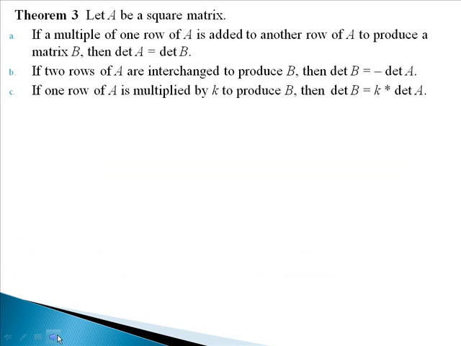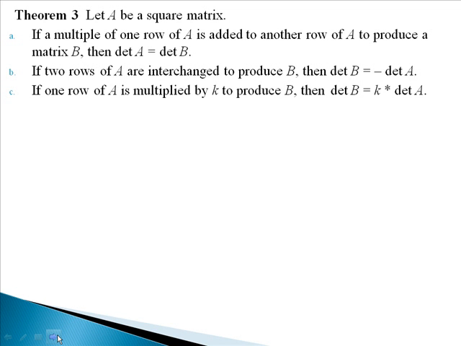The first thing we have: if a multiple of one row of A is added to another row of A to produce a matrix B, then the two determinants are equal to one another. So we're looking at our elementary row operations. When we simply multiply one row by a scalar and add it to another, it doesn't affect the determinant. They're equal to one another.